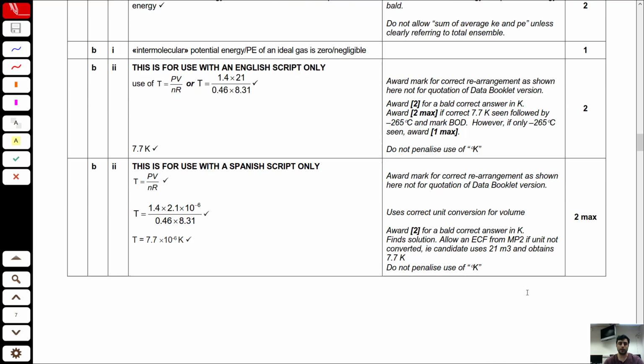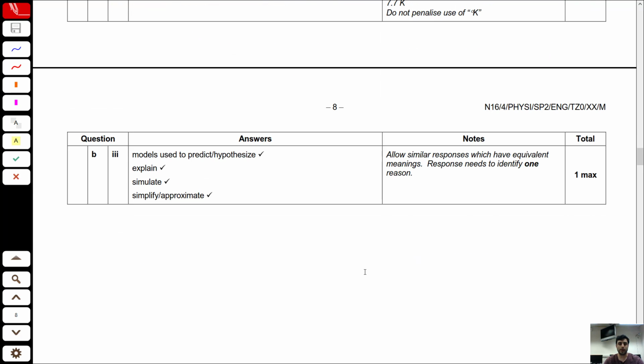So anything that, let's say, becomes easy to explain, to simulate. So a model is used to predict, so it becomes easy to predict and hypothesize, explain, simulate, and simplify. Yeah, that is why we use the kinetic theory model.